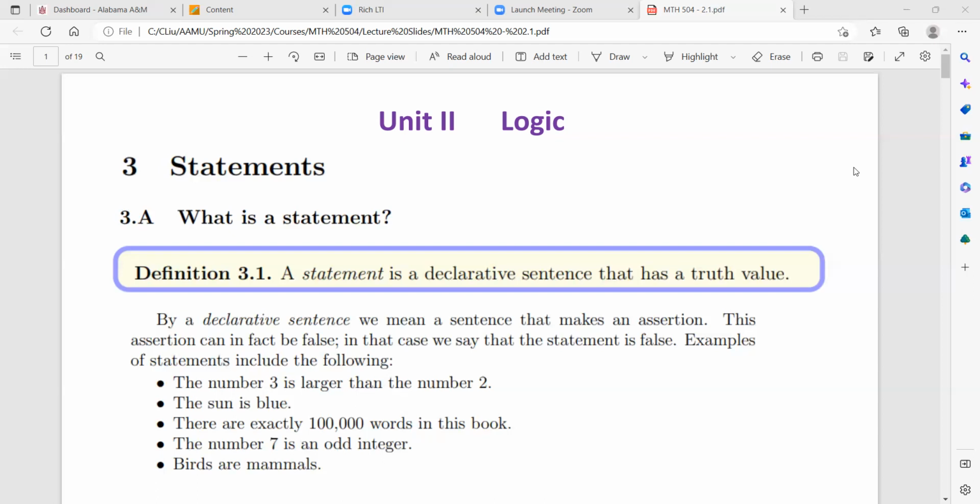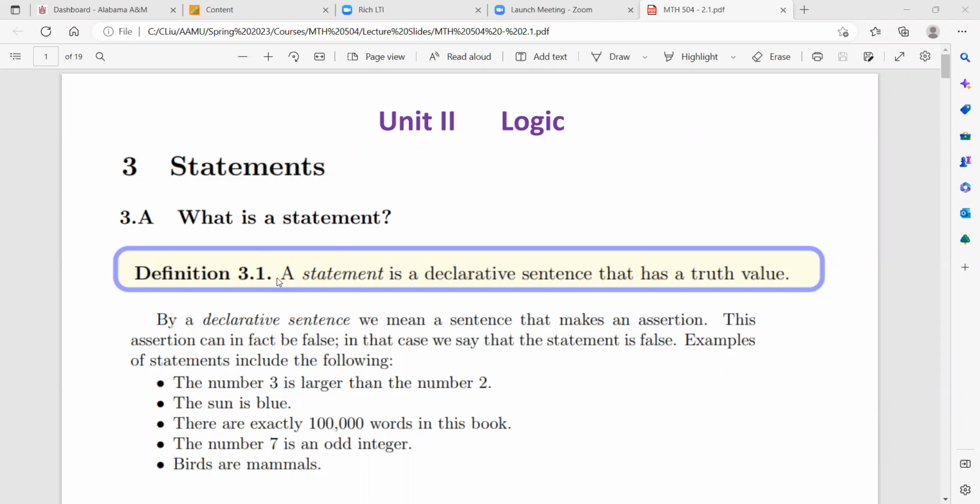We want to talk about all these definitions systematically, because those are present everywhere in mathematics, in pure mathematics. So the first section is statements. Okay, everybody knows what is meant by a statement, but in mathematics we have to define it precisely, rigorously.